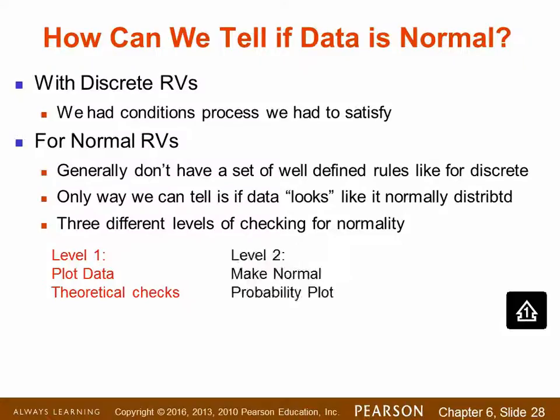The second level is this thing called normal probability plots. We're not going to do that.